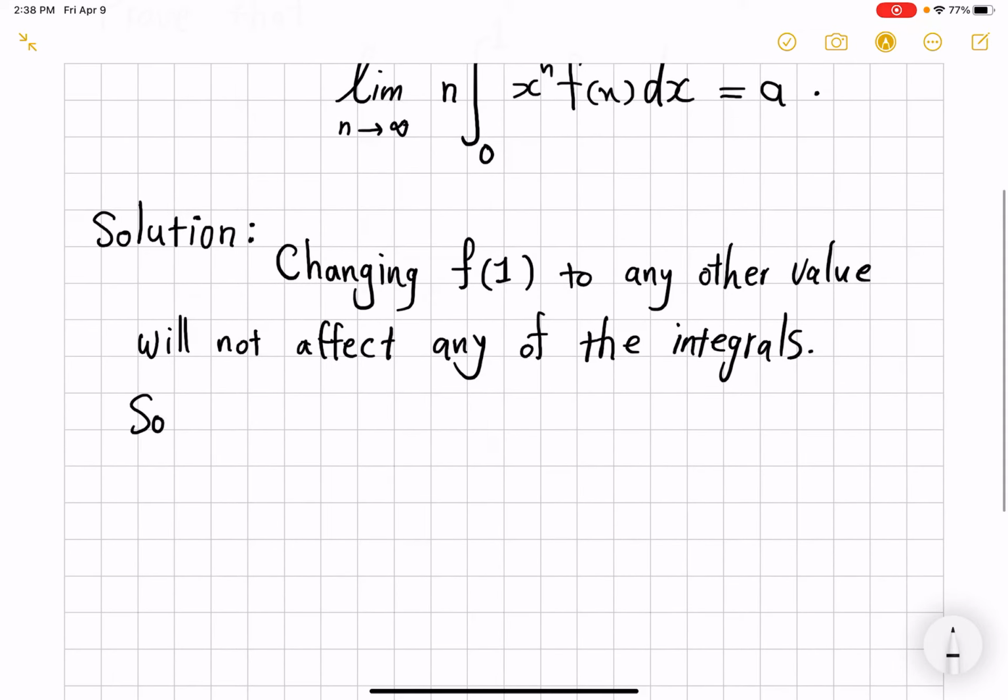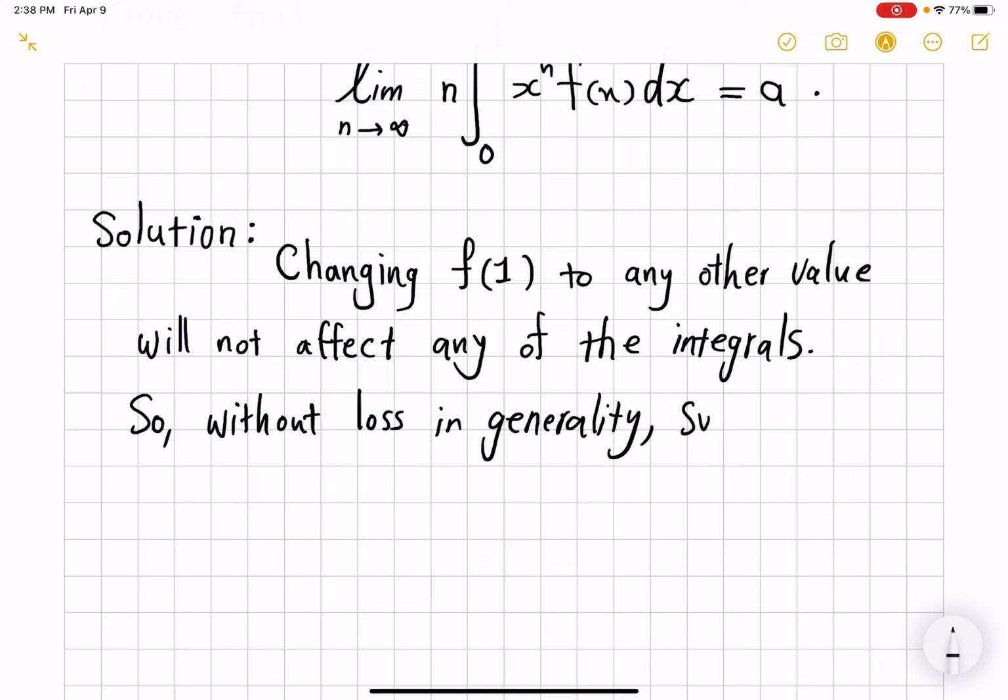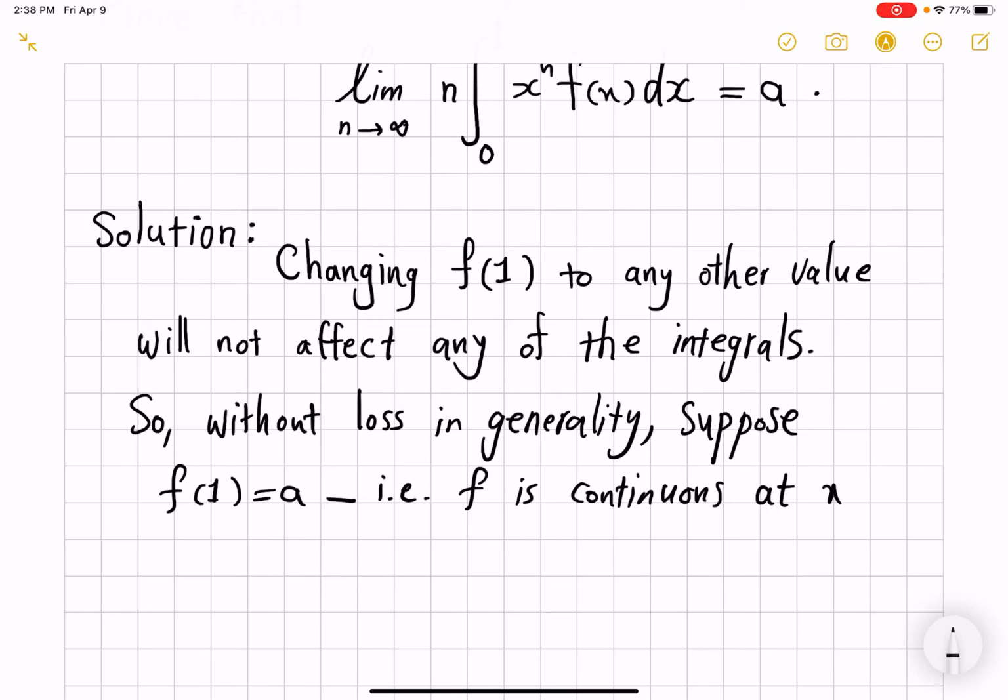So, without loss of generality, suppose f of 1 is actually equal to a. In other words, f is continuous at x equal 1. So that comes for free.